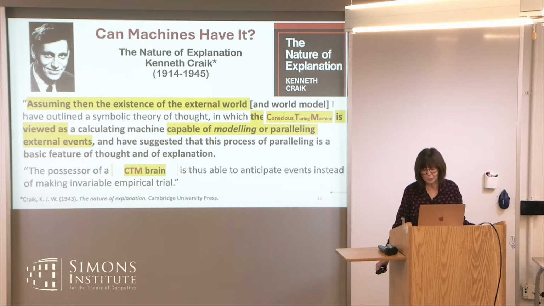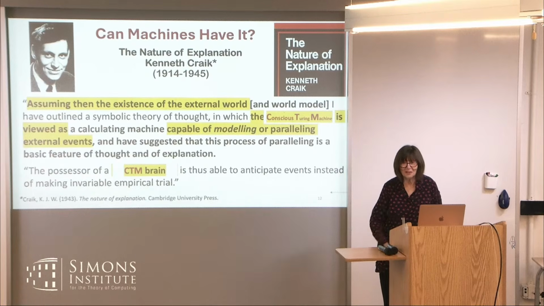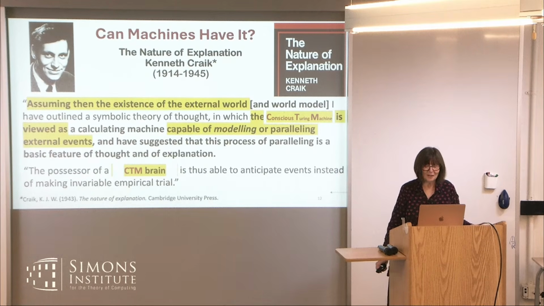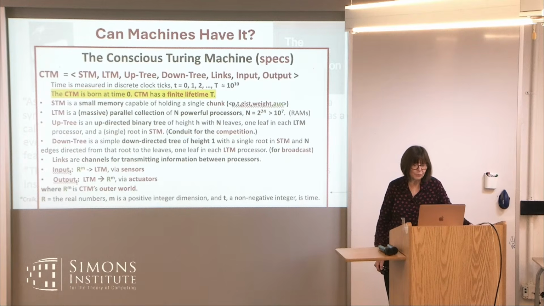So assuming the existence of the external world and world model, the Conscious Turing Machine is viewed as capable of modeling or paralleling external events. The possessor of a CTM brain is thus able to anticipate events instead of making invariable empirical trial. So I'm adapting Craig again here in kind of a pre-justification of what we're doing. Okay, so can machines have it? And here are some specs for our Conscious Turing Machine.